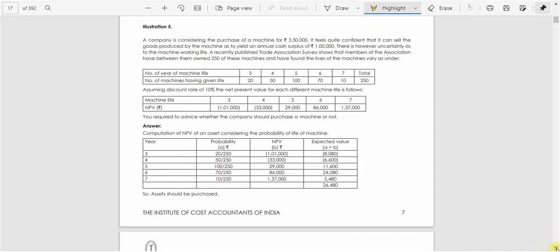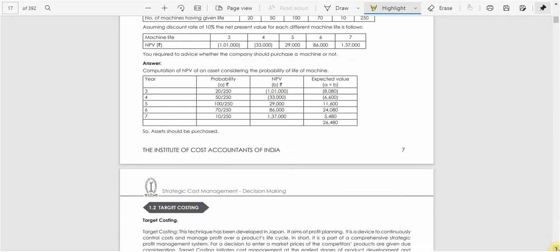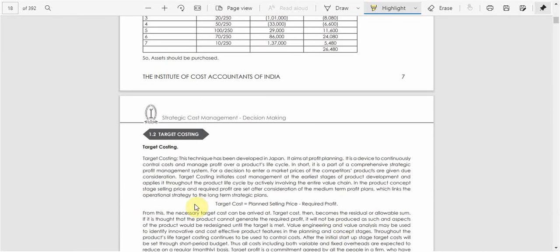And next, we can go for target costing. In target costing, we need to calculate the target cost with the given figures. The important formula is given here: the target cost is equal to planned selling price minus required profit. Sometimes in the problems the target cost and required profit will be given, and we need to calculate the selling price and vice versa. We will see the problems to get more understanding of target costing.